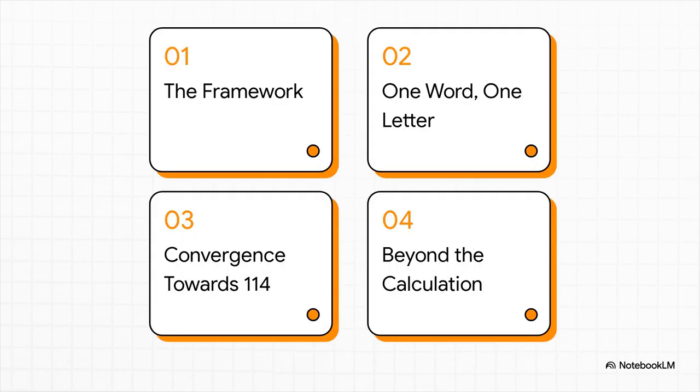Here's how we're going to tackle this. First, we'll lay out the strict ground rules for our analysis. Then, we'll zero in on the single word and letter that will be our starting point. After that, we get to the core of it all: 3 different calculations that all seem to point to the same number. And finally, we'll step back and talk about what this could all mean.